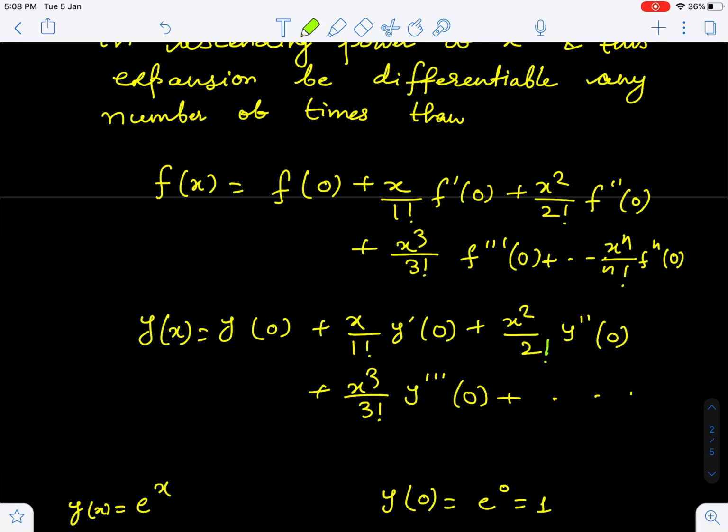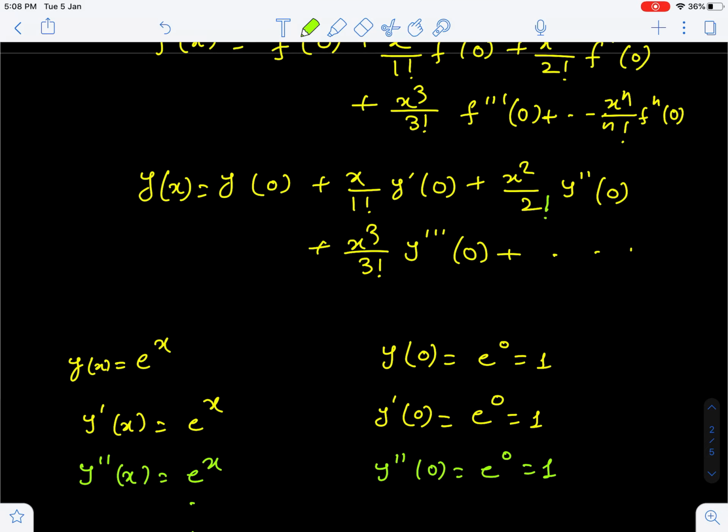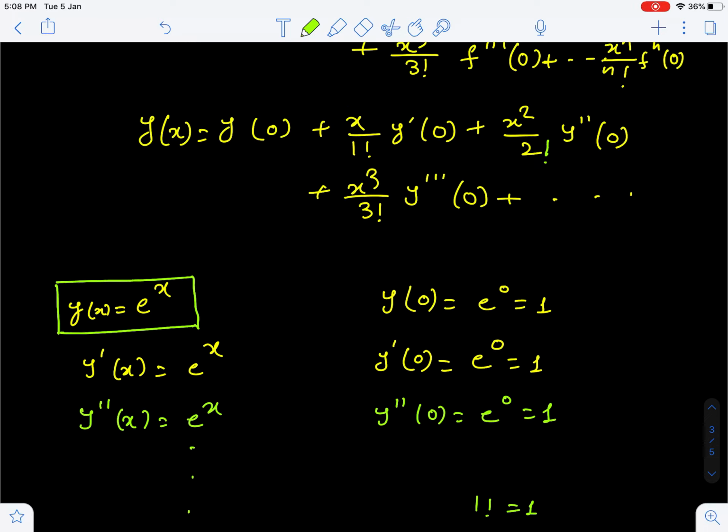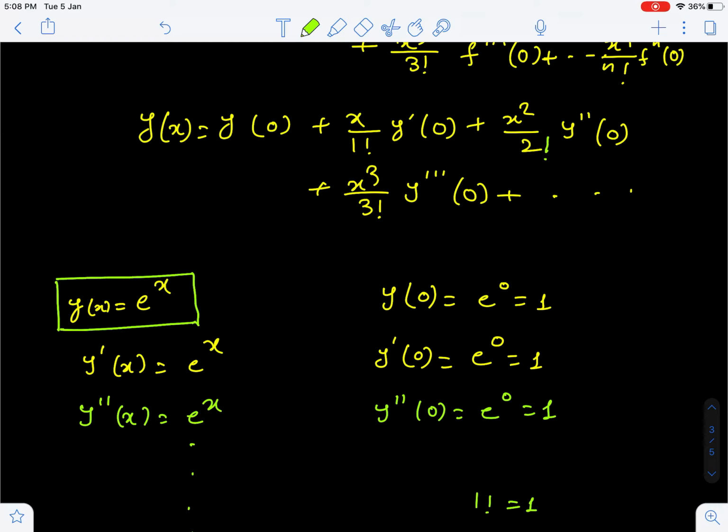So how can I apply this to understand it? Let me take one function, y is equal to e to the power x, guys. In order to differentiate it, you know that y is equal to e to the power x is the only function whose differentiation and integration are the same. Like dy by dx of e to the power x is e to the power x, and the integration of e to the power x dx is e to the power x, guys.